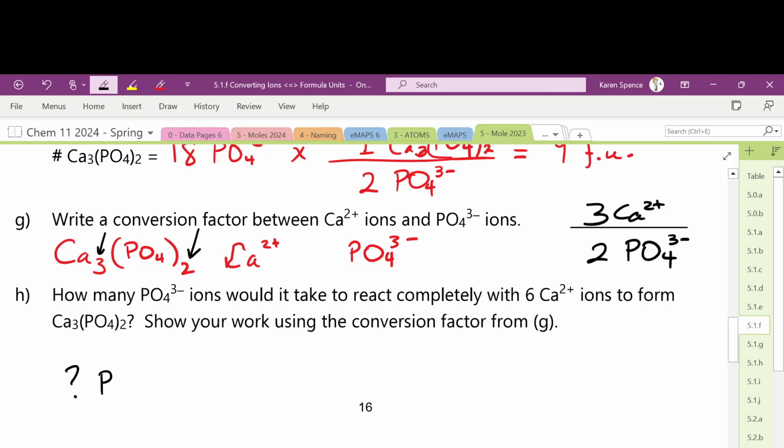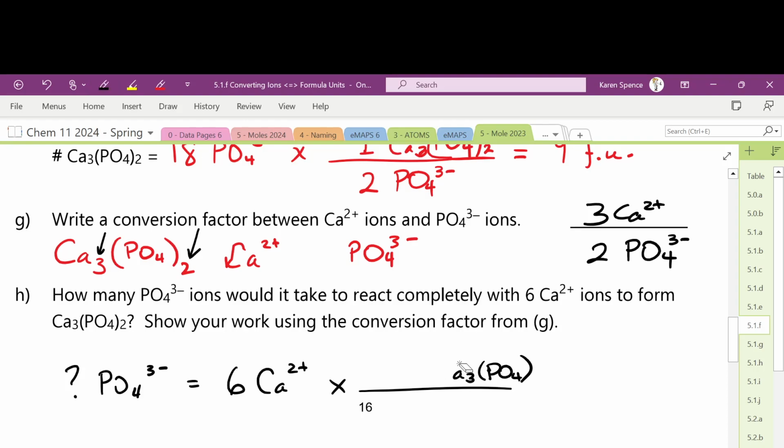How many PO4 3 minus would it take to react completely with 6 Ca2 plus ions to form calcium phosphate? Uh-oh, I'm doing it wrong. What should go on the top and what should go on the bottom? Usually it's easiest to ask, what should go on the bottom? Start with that. Calcium, yeah. What are we trying to find?